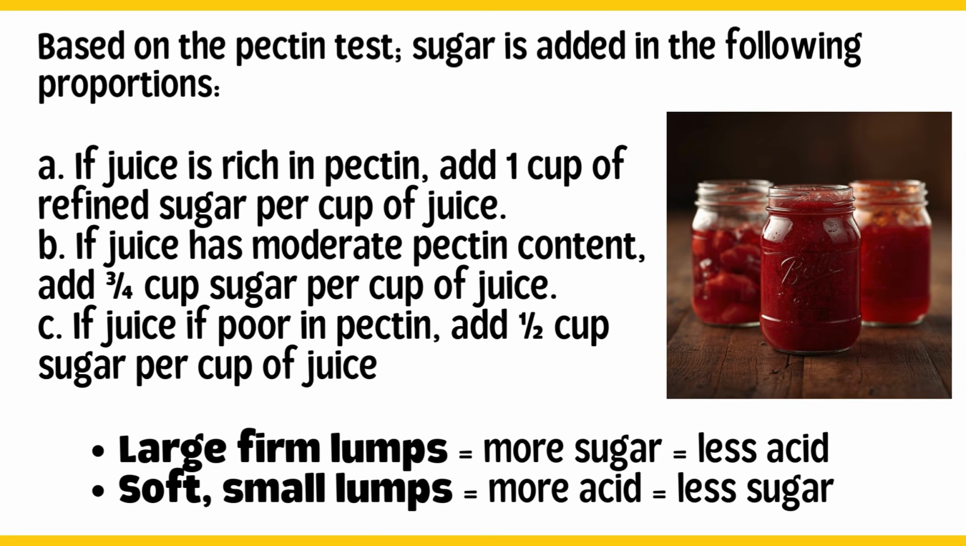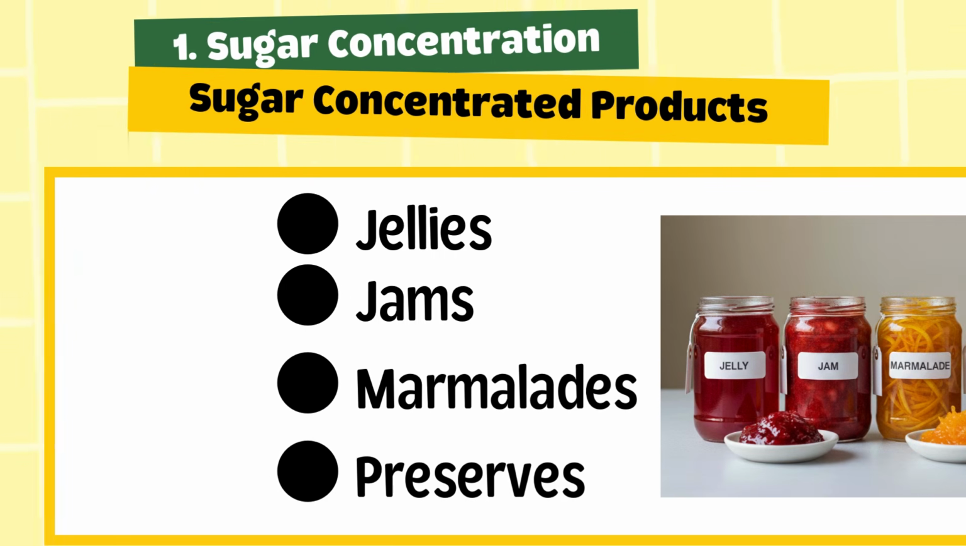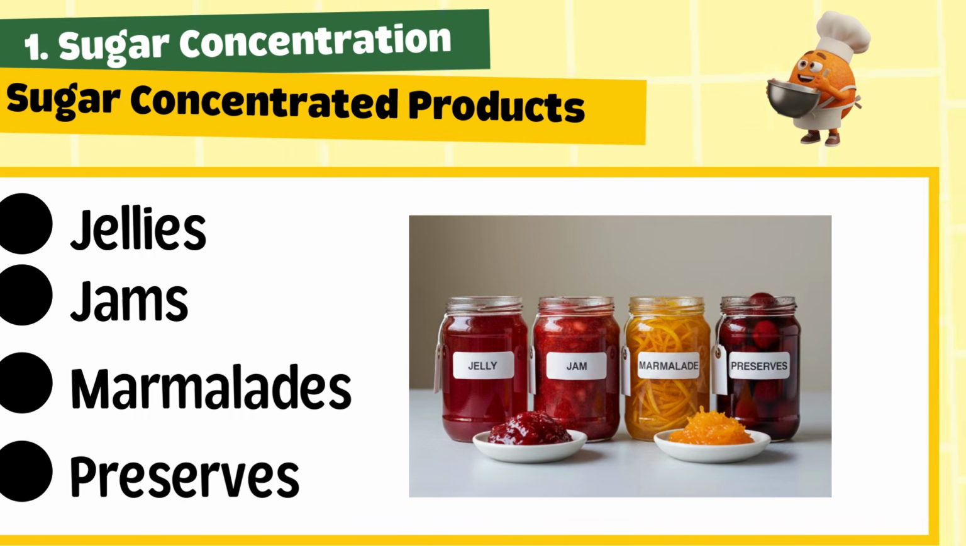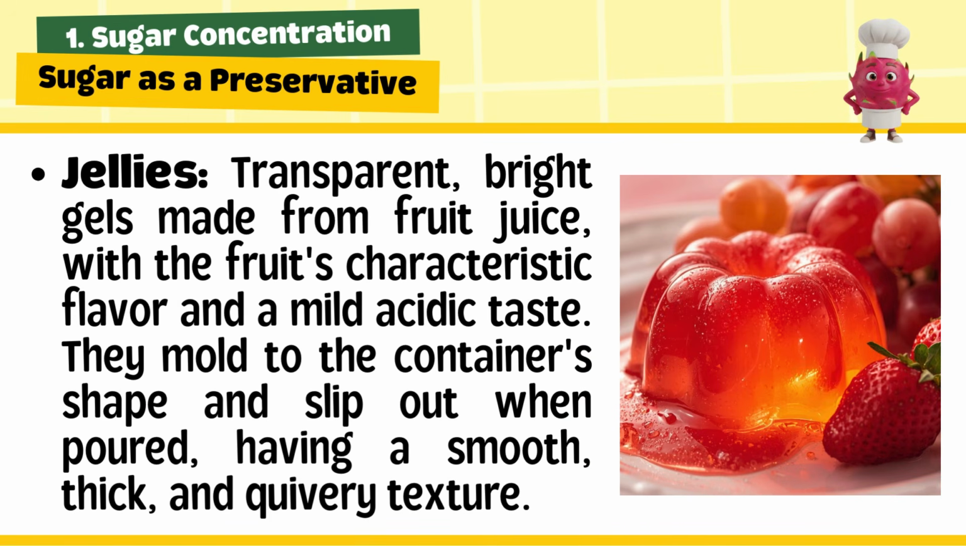Large firm lumps means more sugar and less acid. Soft, small lumps means more acid and less sugar. Sugar concentrated products are jellies, jams, marmalades, preserves. Think of jelly as the clear one. It's made by boiling fruit to get just the juice, which is then turned into a super smooth, see-through gel.